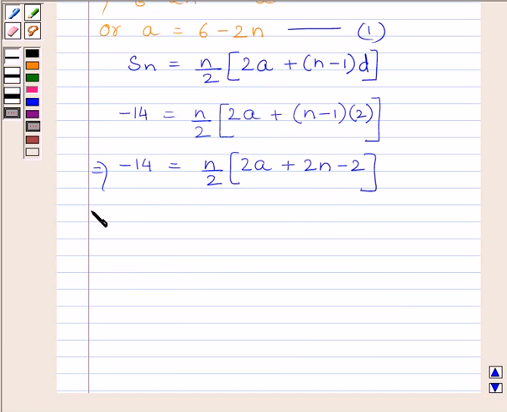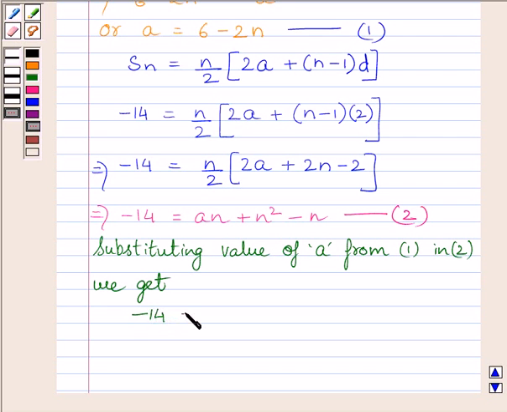Now this implies minus 14 is equal to an plus n square minus n. Multiplying n upon 2 by this bracket, we get this expression. Now let us name this expression as 2. Now substituting this value of a from expression 1 in expression 2, we get minus 14 is equal to 6 minus 2n multiplied by n plus n square minus n.